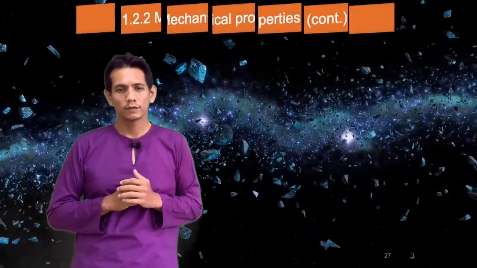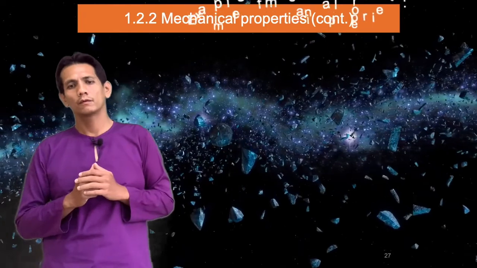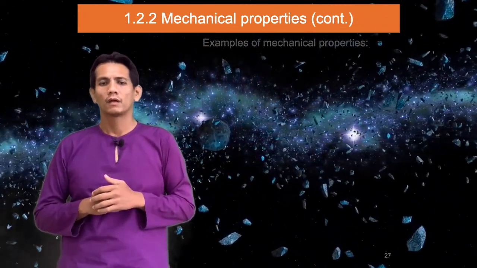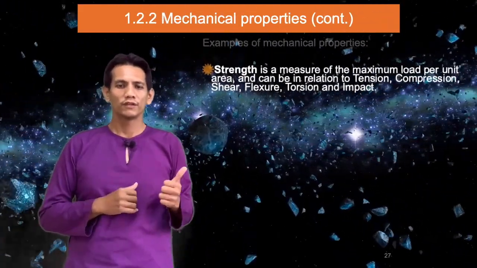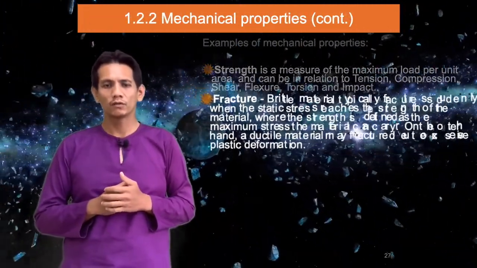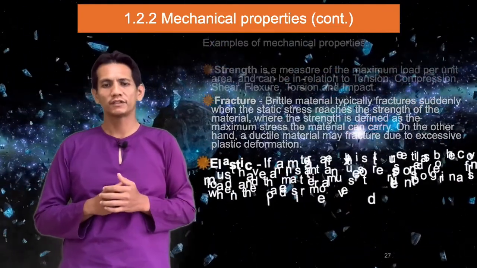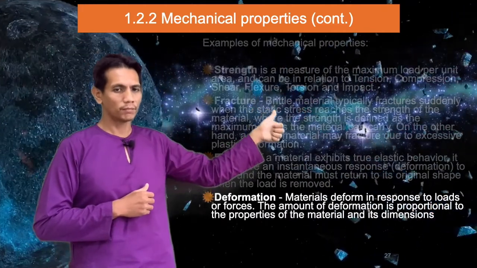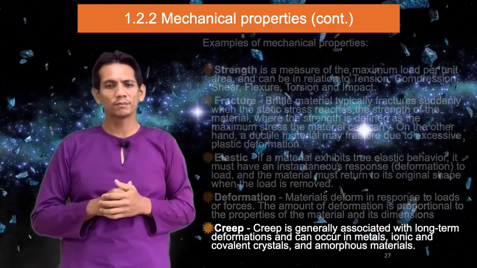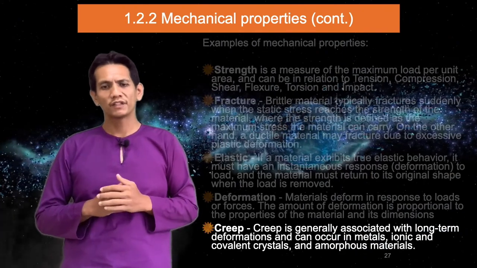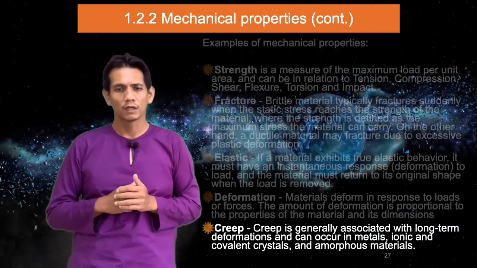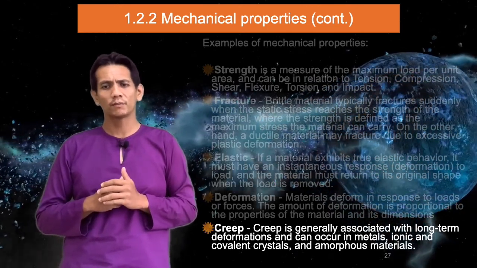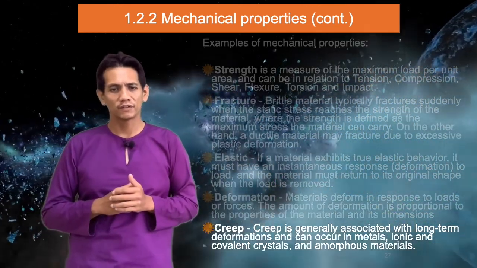And then we continue further on the second property. Examples of mechanical properties: first one, strength. It's a measure of maximum load per unit area and can be in relation to tension, compression, shear, pressure, torsion and impact. And then we have fracture. Brittle material typically fractures suddenly when the static stress reaches the strength of the material, where the strength is defined as the maximum stress the material can carry. On the other hand, a ductile material may fracture due to excessive plastic deformation.